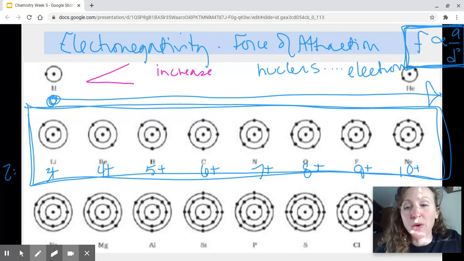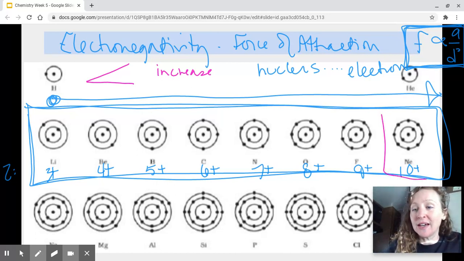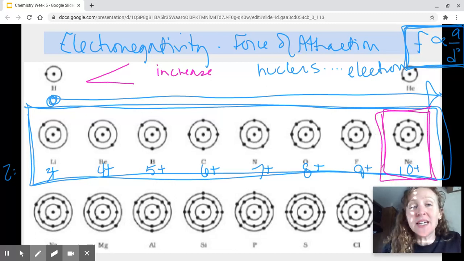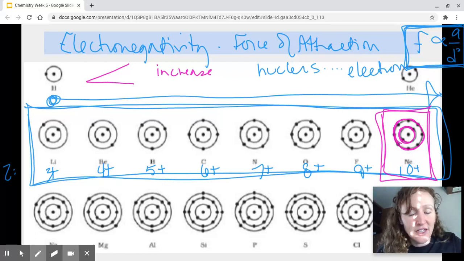Now, I almost misspoke there, and I was talking about neon for a second. Neon certainly follows the trend where it has 10 protons, right? It has a lot of nuclear charge there. However, remember that neon's shells, its 1s shell, its 2s and 2p shell, so its first energy level and its second energy level are actually perfectly full with electrons. They have that full octet of electrons, and it gives neon this special stability.